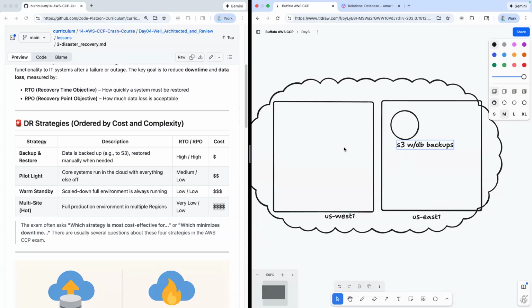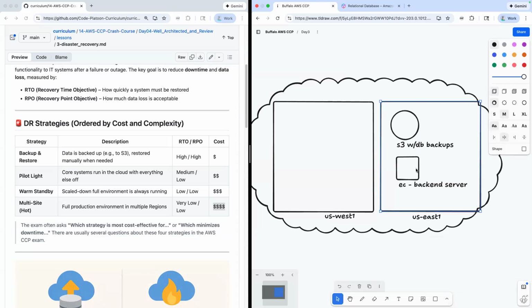Maybe for the pilot light, I also want to make sure that I have my EC2 running my backend server in the cloud. And so I get some cloud reliability here. And let's add in a database as well. And we'll make these guys a little smaller.